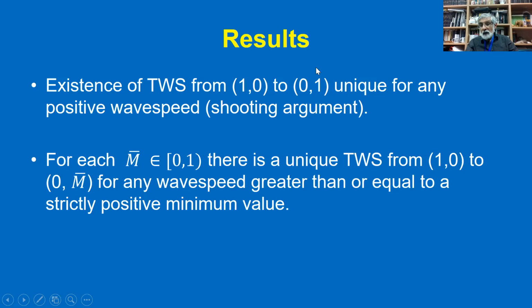However, if we allow far ahead of the wave for there to be some matrix, then we find a unique traveling wave for any wave speed, and we conjecture that it's greater than or equal to a strictly positive minimum, and that positive minimum is really just an extension of the classic Fisher KPP model. We don't have a proof that that's true, but extensive numerical simulations suggest it's true, but we haven't nailed down the proof of that.